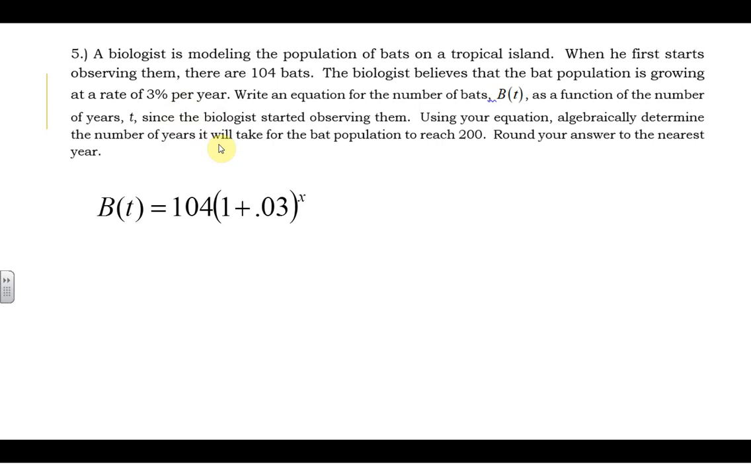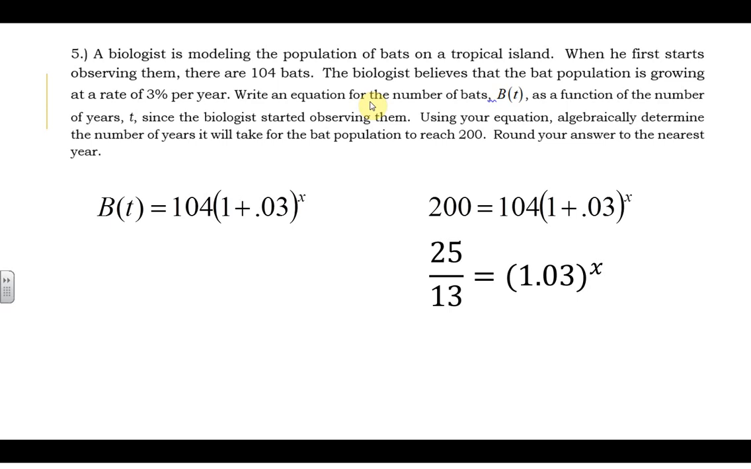So we're using just the normal increasing 1 plus r. P is the starting value, so we had 104 bats to begin with. It's increasing at a rate of 3%, so that's where that came from. And now we need the exponent. We want to know when it equals 200, so we need to isolate. We're setting it equal to 200, and we're dividing by 104. That's what that fraction is.